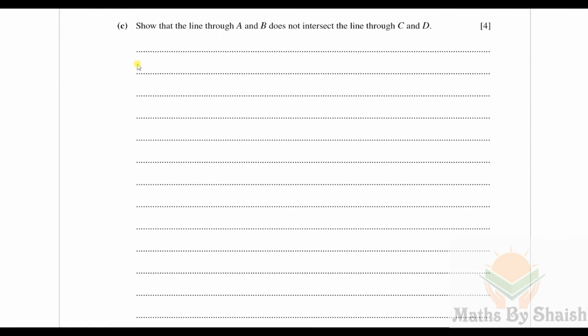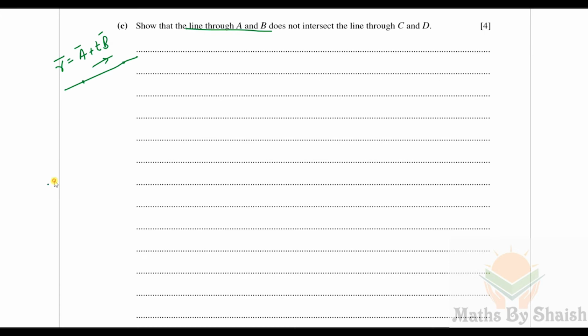Here's the C part. Show that the line through A and B does not intersect the line through C and D. So if A and B are the two points and this is a line passing through them, it would be r is equal to, let's say, the A vector plus t times the direction vector, this is OA, and plus the direction vector, this vector is B.